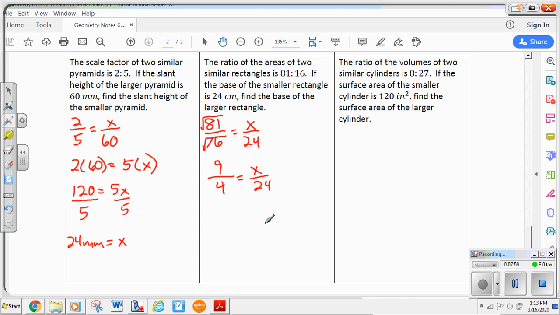Now cross multiply and solve. 4 times x equals 9 times 24. 4 times x is 4x. 9 times 24 is 216. Divide both sides by 4, and x is 54 centimeters. So the 2-dimension area ratio became a match to the 1-dimension base length ratio by square rooting it.